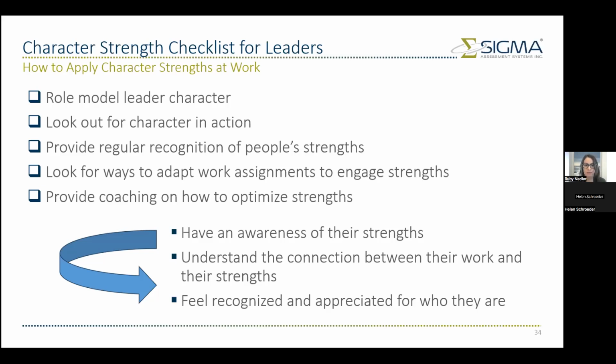And then coaching people to optimize their strengths. If you're giving feedback to people and working closely with people that report to you, you can talk about how we can use this. What are the situations that are optimal? And something that comes up in my coaching work is people who are really high on humanity.